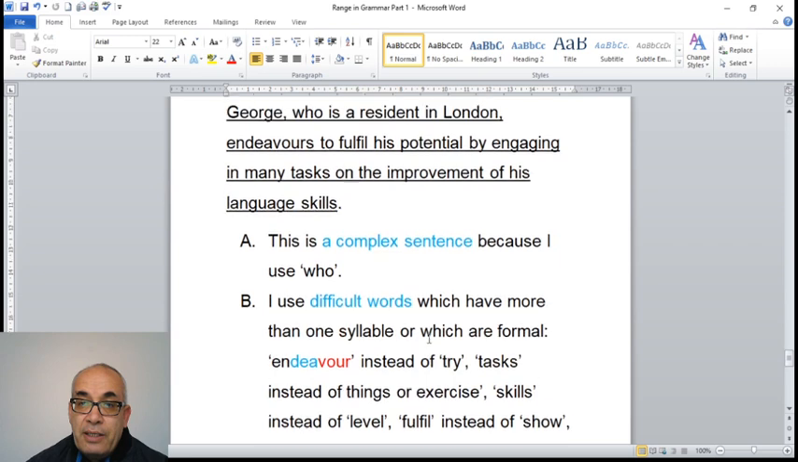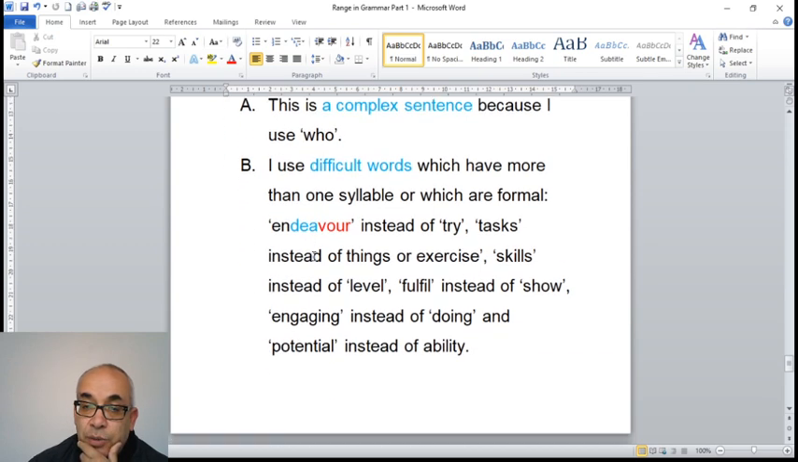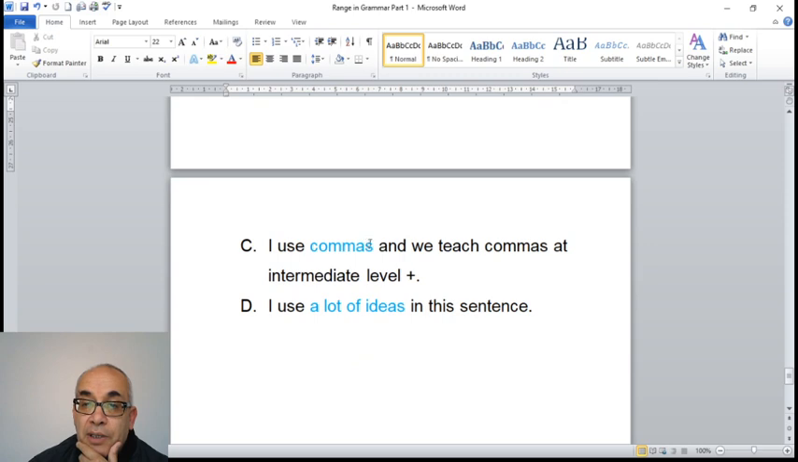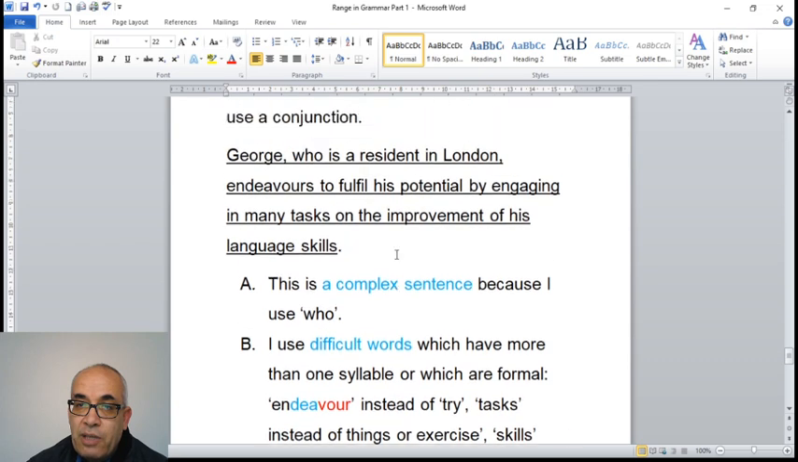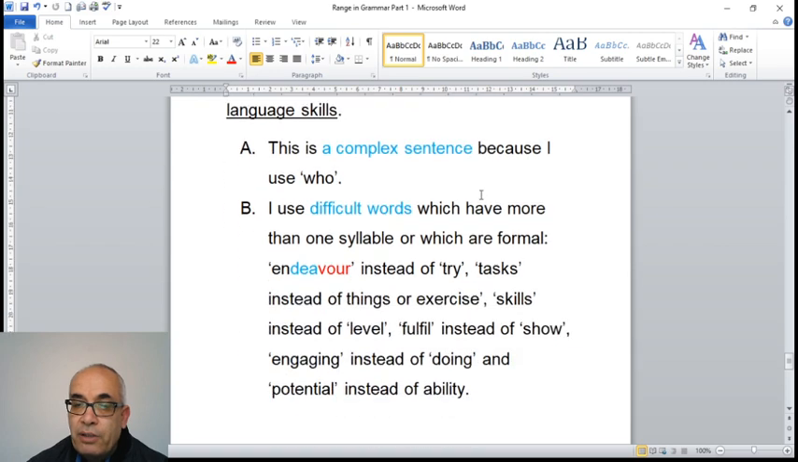So here in this sentence I am using words which are long or which have more than one syllable. Endeavor is formal English again, so it's not only long, it doesn't only have 3 syllables, it is formal English, because this is high level. As I said, it is level 2. I use commas, and we teach commas at intermediate level plus. So when we teach commas at entry 3, intermediate or level 1 or level 2, we teach commas. So as you can see, I use commas. After George I use comma, and then I use comma after London.